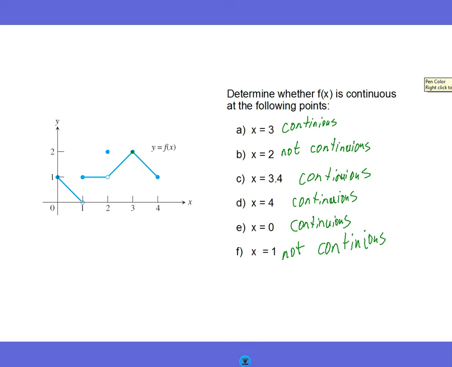For starters, let's take a look at 2. Does my limit exist there at 2? Well, yes. The limit as x approaches 2 for that function does exist. And what is that limit? That limit is equal to 1. What's my function value? My function value for 2, so f of 2, is equal to 2.